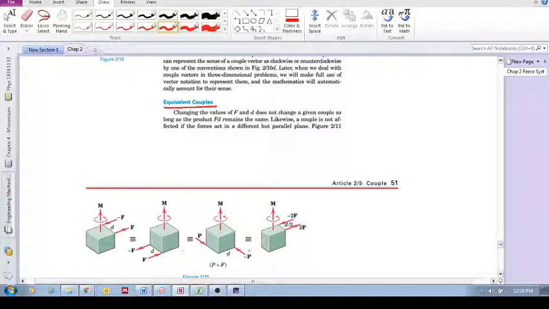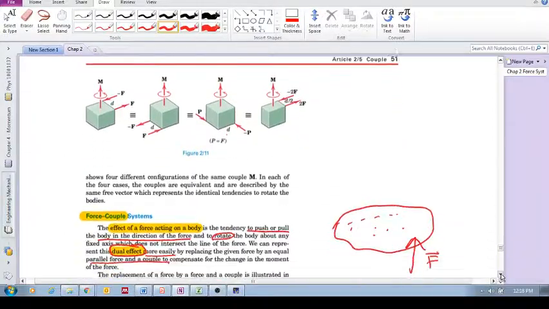Or you can have forces applied at a perpendicular distance in this case, and it will still give you this rotational effect. Or you can apply two forces at a narrower distance, but with an increased magnitude, and it'll give you the same couple moment. So this is the idea of equivalent couples. Okay, and let's go and do an example.